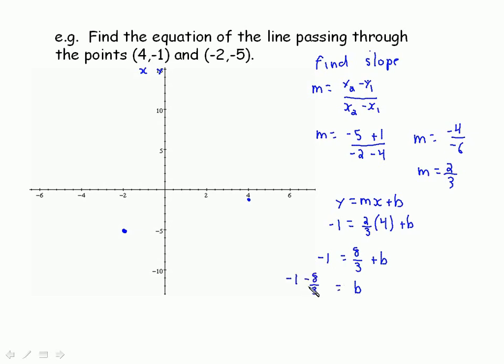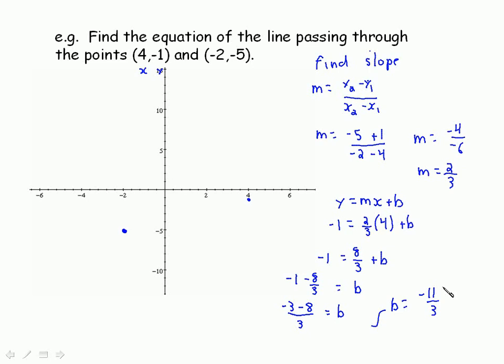Now, if you're using a graphing calculator, your calculator does a great job of getting these fractions subtracted. I'm going to use this old style, which is I'm going to write them with a denominator of 3. I will multiply negative 1 by 3, giving me negative 3 minus 8. So I did that quickly, but that's getting a common denominator. And b is therefore equal to negative 11 over 3.